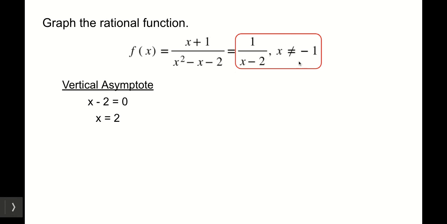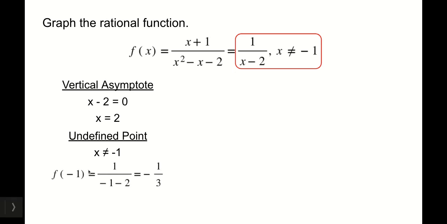I've got to take into account this x equals negative 1. So x equals negative 1 is an undefined point. It doesn't exist. It isn't a vertical asymptote, or else it would be here in this equation. It's just a point that doesn't exist. All right, so now let's figure out what that y value is so that I can put a nice open circle on my graph.